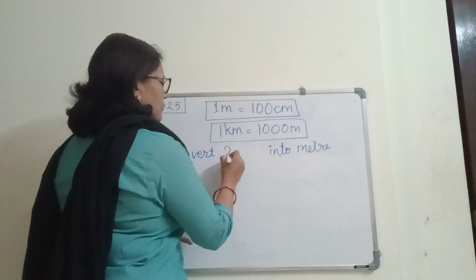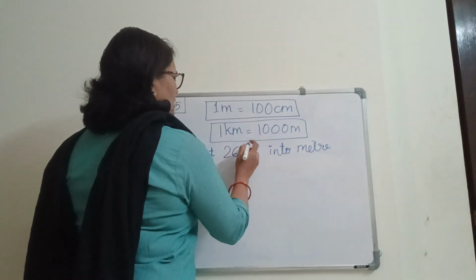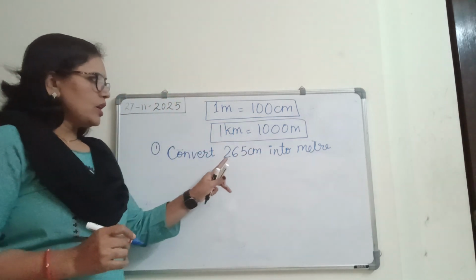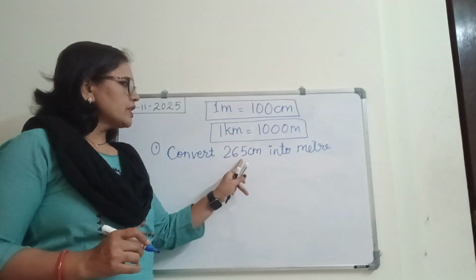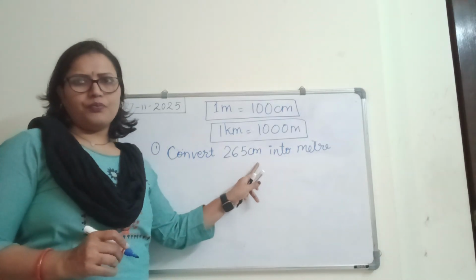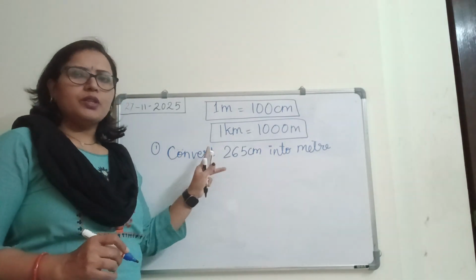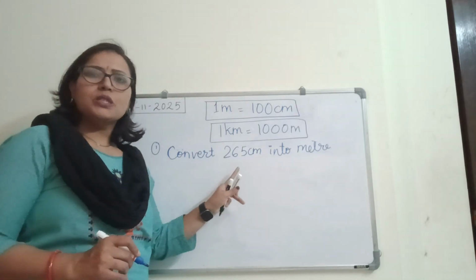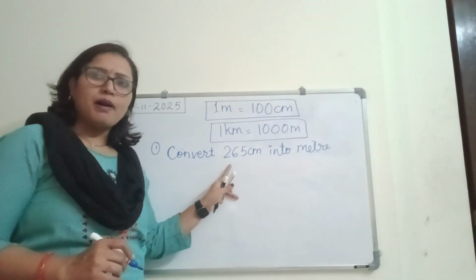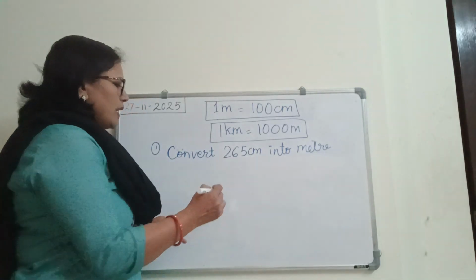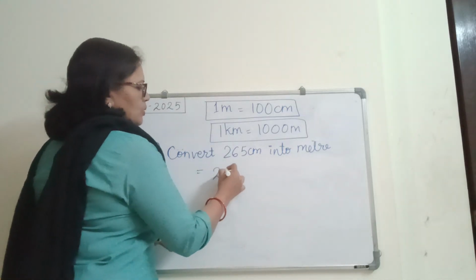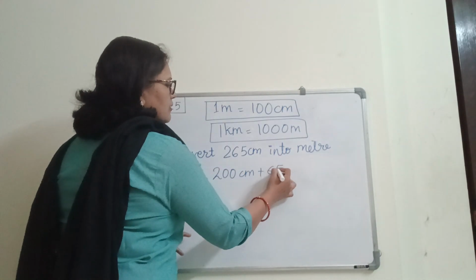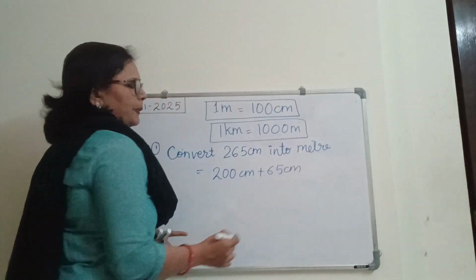Convert 265 centimeter into meter. So here 265 centimeter is given. Now you see, in 265 centimeters we have only 200 in the hundreds. So we have to split or expand this number. How will I expand this number? 200 centimeter plus 65 centimeter.